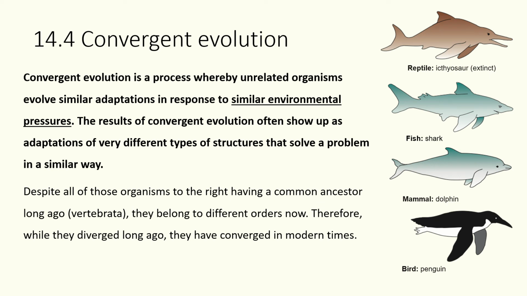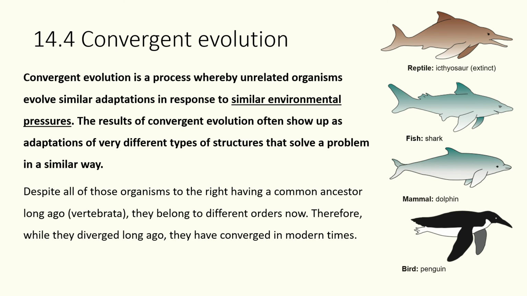Our other next one that you would have been exposed to before is convergent evolution. Now, diverge means to move apart, converge means to come together. And convergent evolution is where unrelated organisms or distantly related organisms evolve similar adaptations in response to a similar environmental pressure. What that means is the selection pressures acting on these organisms, usually due to being in a similar environment, similar niche, results in them evolving different structures that solve similar problems or solve problems in a similar way.